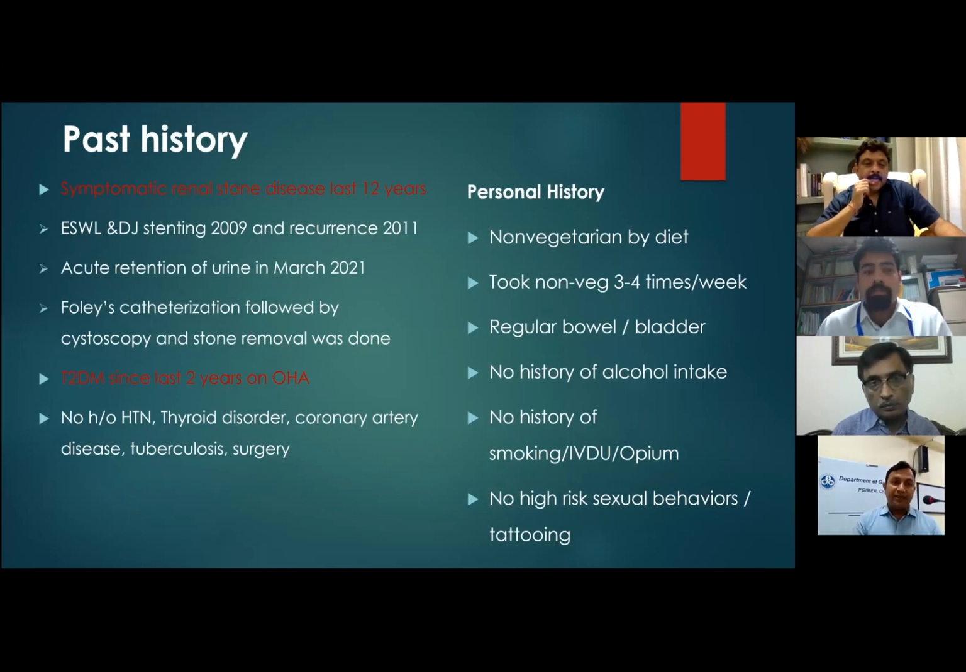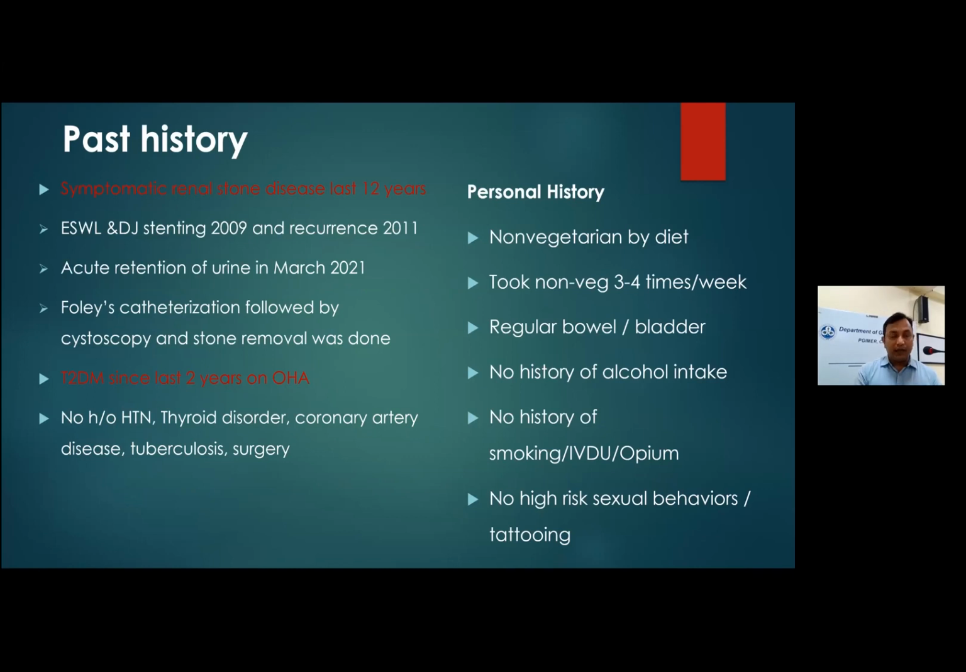On his relevant past history, he has had symptomatic renal stone disease from last 12 years. For that, he underwent extracorporeal shockwave lithotripsy and DJ stenting in 2009. Then again, recurrence of the same symptoms in 2011 and underwent repeat procedure again in 2011. Subsequently, he was asymptomatic for the last 10 years. Then he developed acute retention of urine in the month of March 2021. That time he was admitted in a private hospital where Foley's catheterization was done, which was followed by cystoscopy and a stone removal. He is also a diabetic from last 2 years.